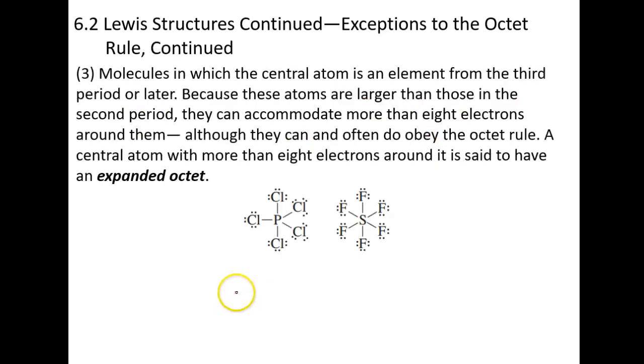Okay. And then lastly, it's something called the expanded octet rule. There are atoms where you can have more than 8.